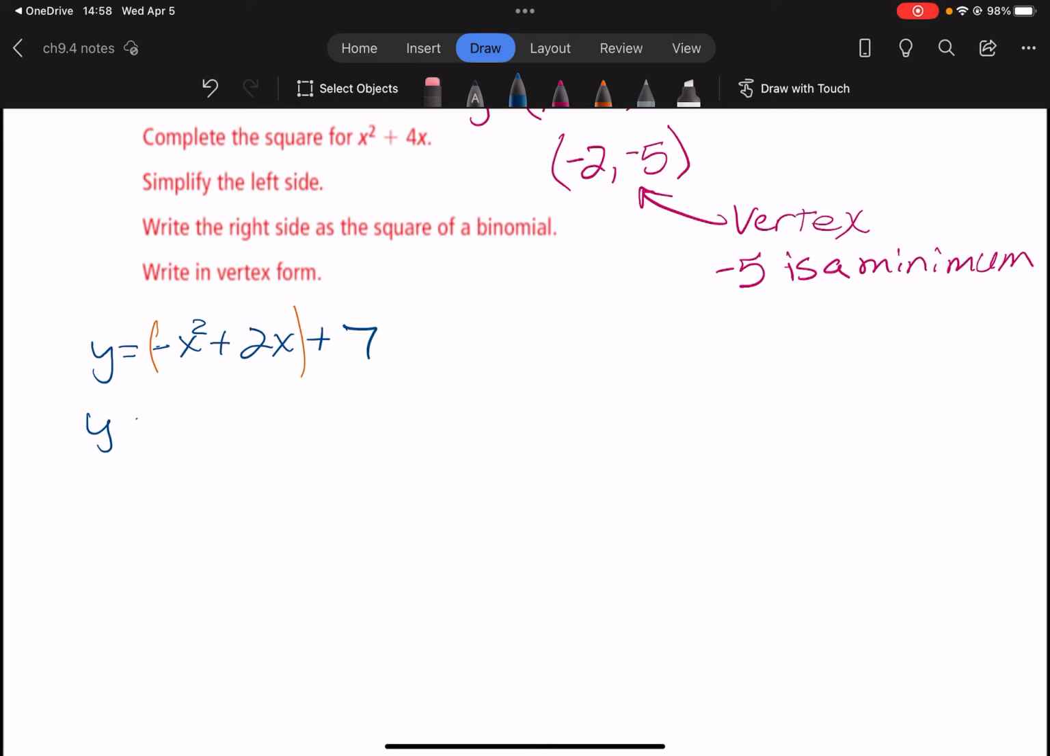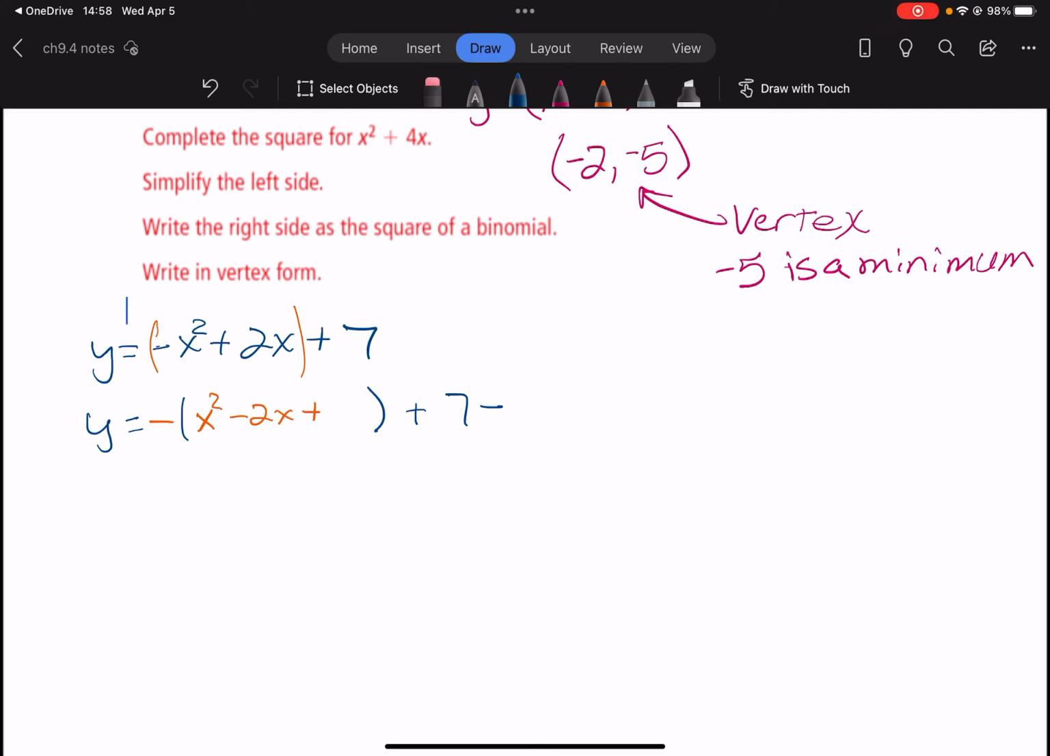So when I pull the negative out front, okay, I've got y equals, I pull the negative out front, open my parentheses, the negative x squared becomes just a plain x squared, positive 2x now becomes a negative 2x. And so I want to put a plus here, leave me some space, then plus 7 and a minus. So I've got my room ready.